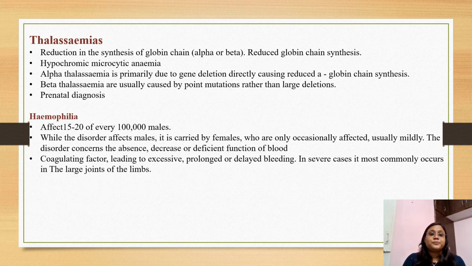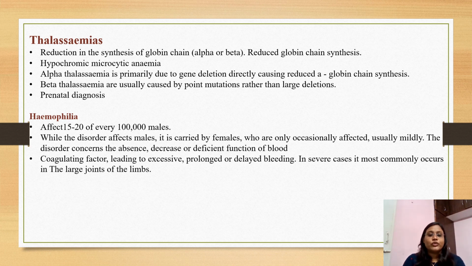Now, thalassemia. Thalassemia is due to reduction in the synthesis of globin chains. The patient will have hypochromic microcytic anemia. Alpha thalassemia is primarily due to gene deletion, while beta thalassemia is due to point mutation. This is also one of your multiple choice questions. Then prenatal diagnosis can help in planning other preventive measures.